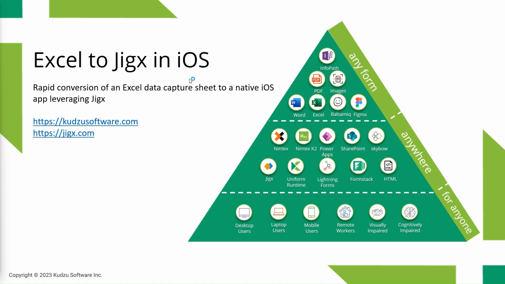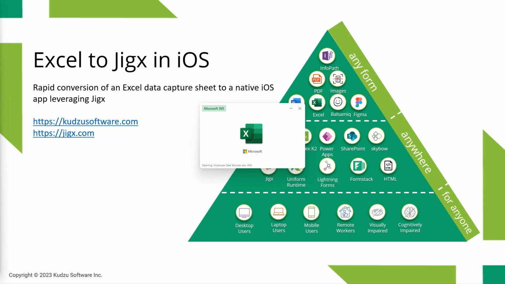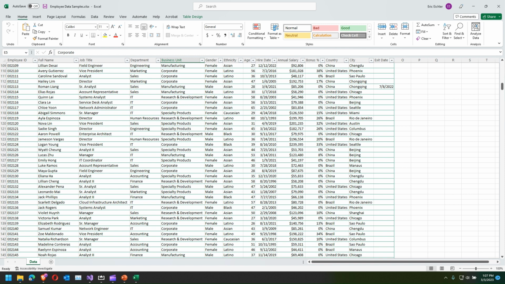Okay, let's start with the Excel spreadsheet that we'll be importing. So here we go right here. It's employee information, just some sample data. And ultimately what we want to do is convert this to an iOS app using Jigx so that users can easily enter new data fields and new employees using their mobile phone.